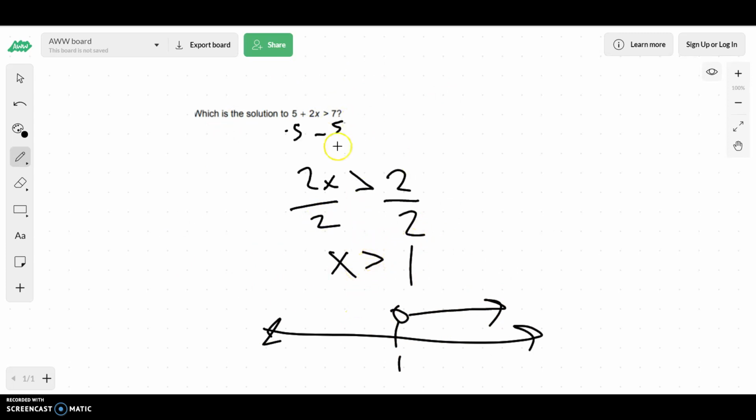I do not flip the sign because I did not divide by a negative number, and I know it goes off to the right because it faces towards the x. So things facing towards the x will go to the right. Things facing away from the x will go to the left.